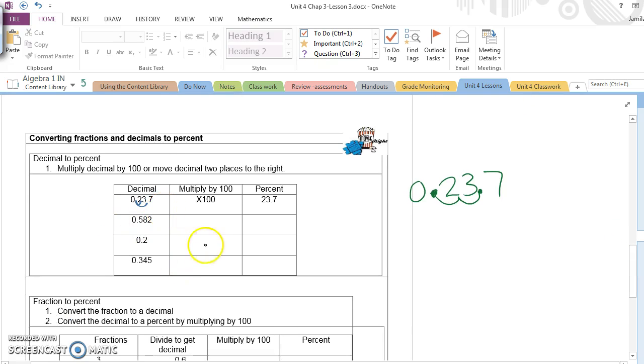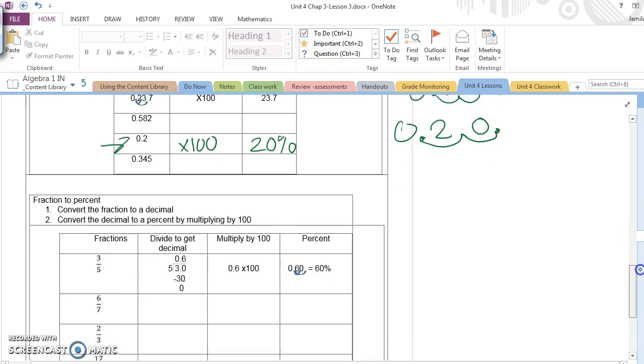I'll do this one and you do the last two. Oh, you know what? Instead of that one, I'll do this one because this looks a little more challenging. So 0.2. I want to change this into a percent. So I simply multiply by 100. And when I multiply by 100, that's the same as taking my decimal and moving it 2 places to the right. So as you can see, it turns into 20%. So 0.2 is the same as 20%.